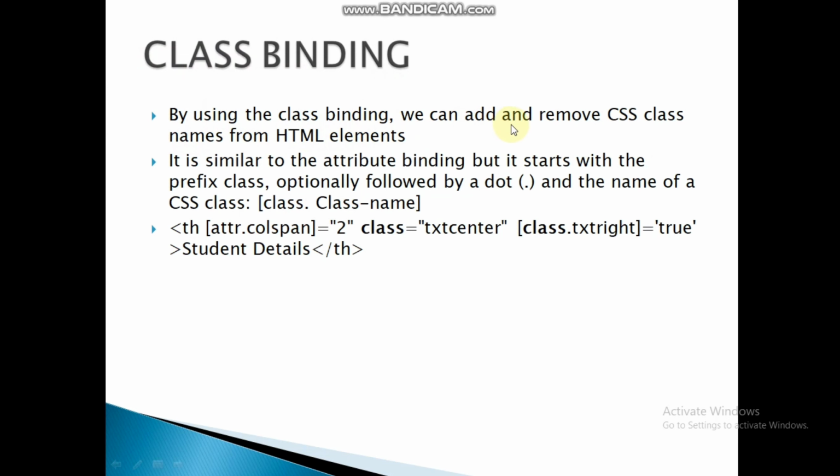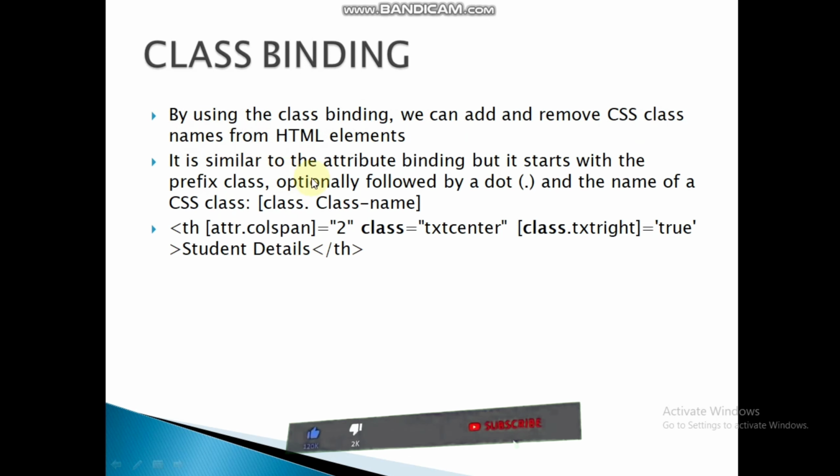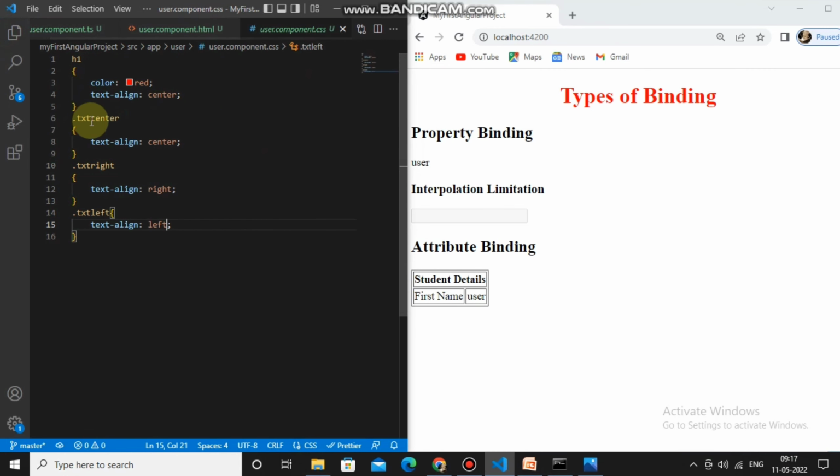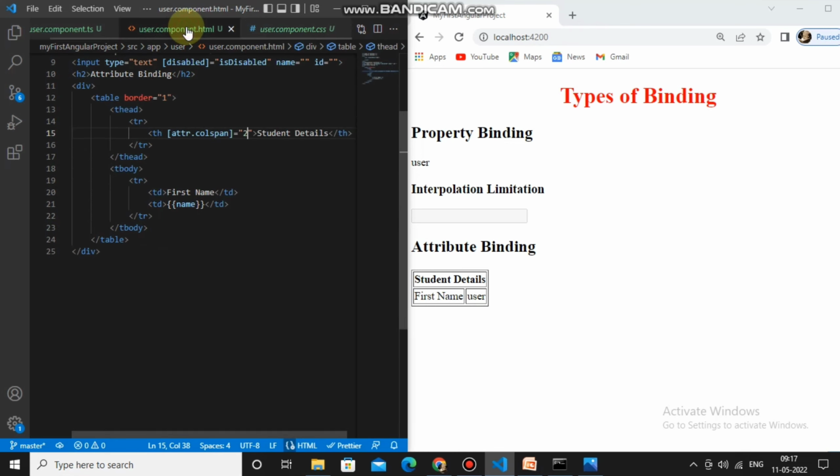Now the class binding. By using class binding we can add and remove CSS class names from HTML elements. It is similar to attribute binding, but it starts with the prefix class, optionally followed by a dot and the name of the CSS class. I have written some pretty simple CSS code for the table for centering and for right and left align. We will just apply it using class binding.